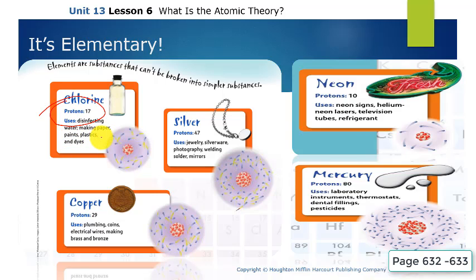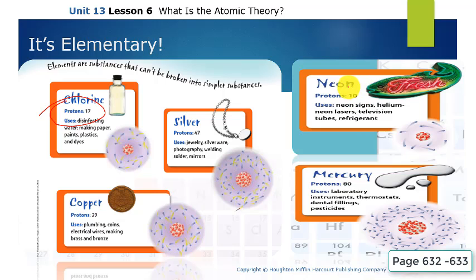The uses for chlorine are disinfecting water, making paper, paints, plastic, and dyes. Silver is another element, used for jewelry. Its most common uses are silverware, photography, solder for welding, and mirrors. Those are the uses for silver. Copper, number 29 according to the number of protons, is used for plumbing, coins, electrical wires, because of its properties, and for making brass and bronze.